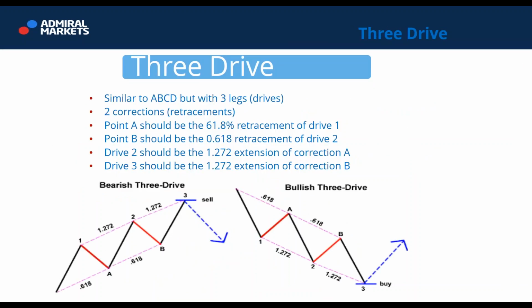The three drive pattern is similar to ABCD, but it has three legs or so-called drives, and it also has two corrections or retracements. Point A should be the 61.8 retracement of drive 1. Point B should be the 0.618 retracement of drive 2. Drive 2 should be 1.272 extension of correction A. And then drive 3. So effectively on chart, this pattern will look like this.